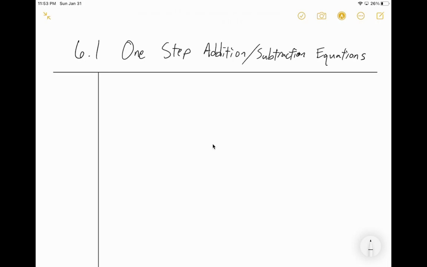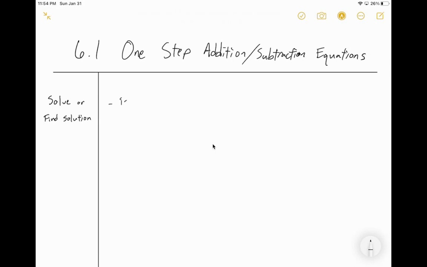You're going to see the wording in two different ways. It's either going to say solve or possibly find the solution. That means the same thing. And what this means is you're trying to find out what the variable means. Okay, so solve or find the solution.